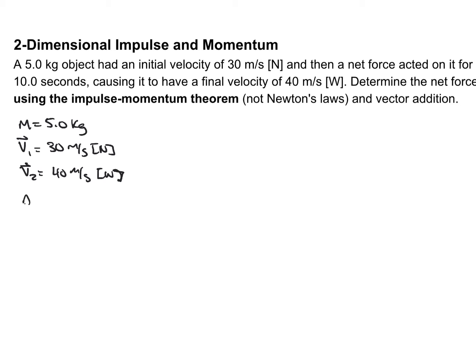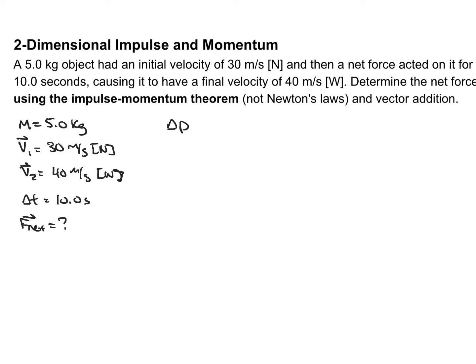The time is 10 seconds. So some kind of a net force was applied on the object for 10 seconds. That will impart an impulse onto the object, which will change its momentum. And we'll use the impulse momentum theorem, not Newton's laws. I mean, we can solve this just with Newton's laws, but we want to practice using the impulse momentum theorem. We also want to practice vector addition. So let's see how this works.